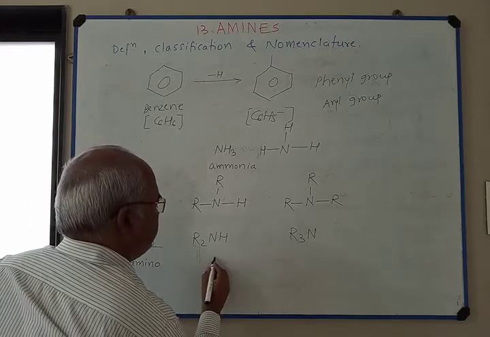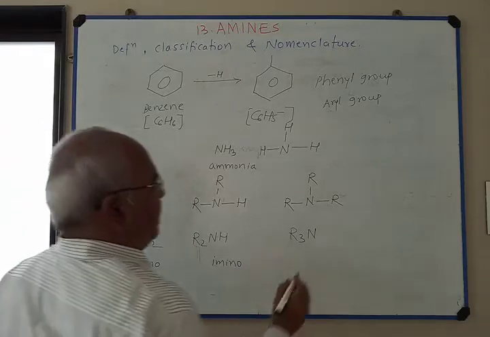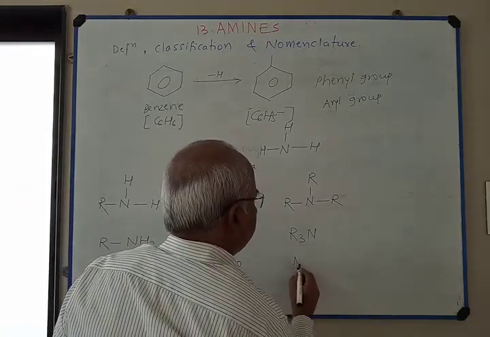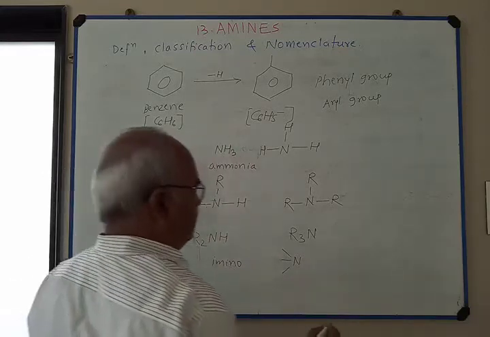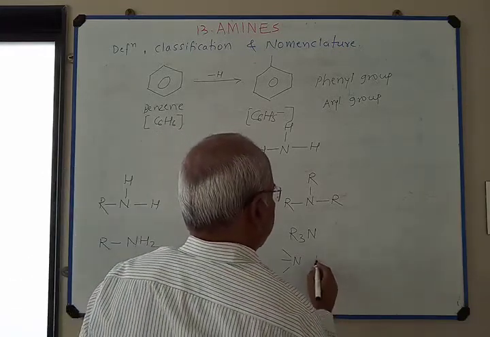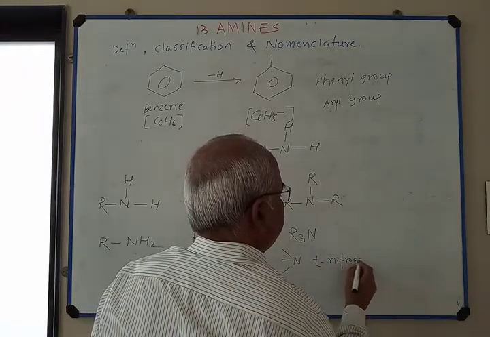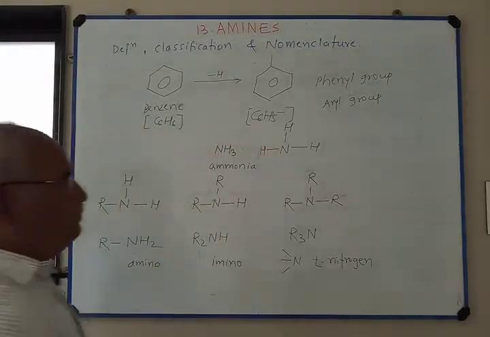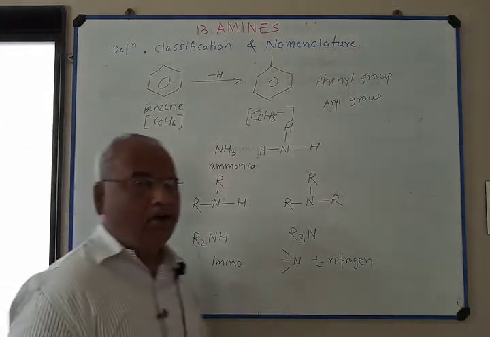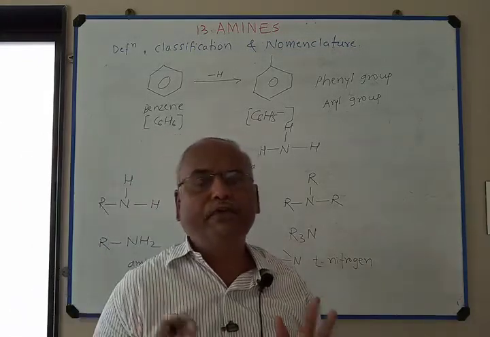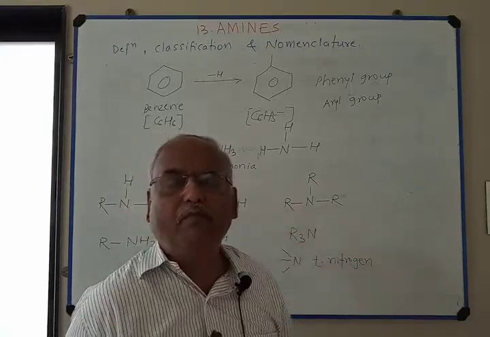The NH group is called imino group, and this trivalent nitrogen is called tertiary nitrogen. So these are the compounds obtained or derived from ammonia. These are derivatives of ammonia.